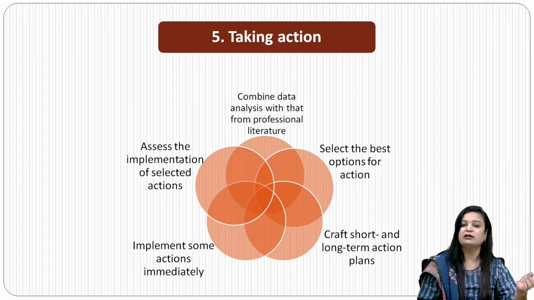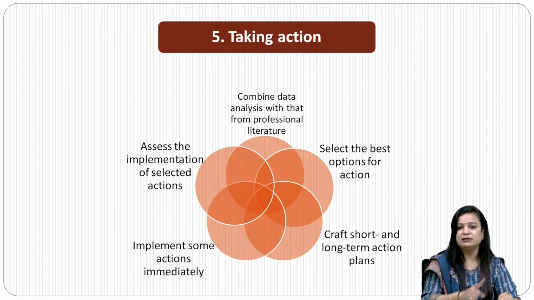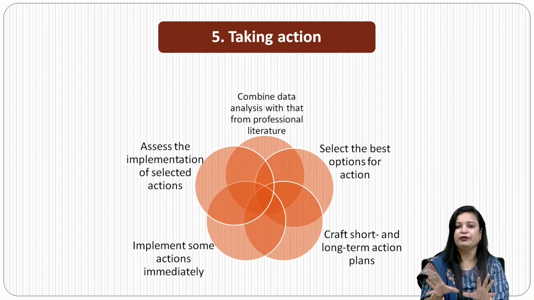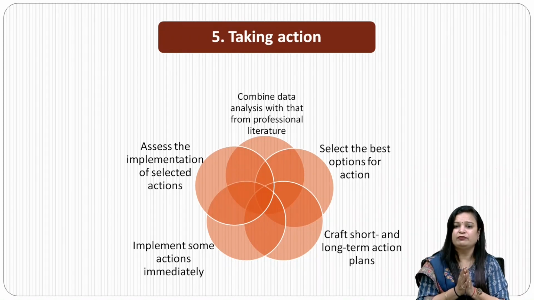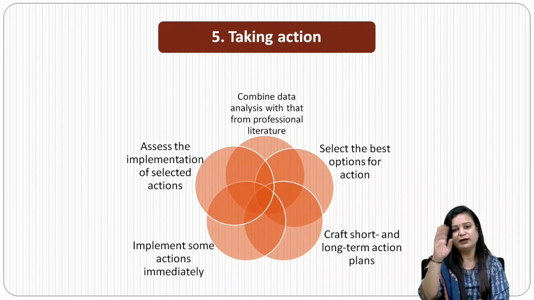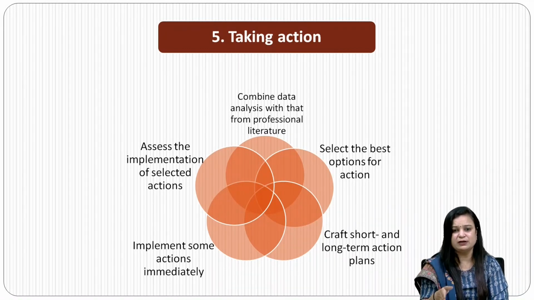Assess the implementations of selected actions. This is the taking action graph of 5-point scale, where you have to start from combining the data. After combining the data, you know that these actions were taken. Now we will shortlist certain actions.